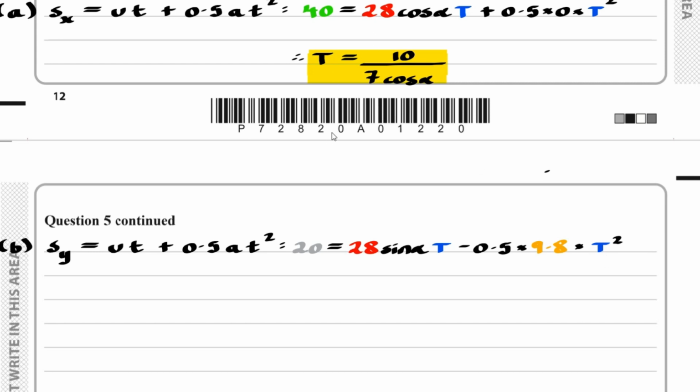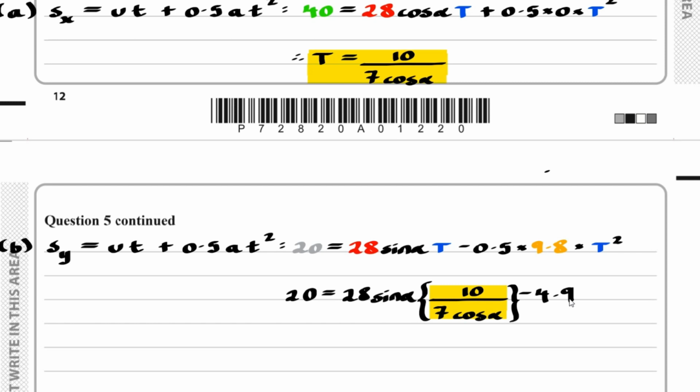And I already know what t is, that's 10 over 7 cos alpha. So we have 20 equals 28 sine alpha multiplied by 10 over 7 cos alpha, subtract 4.9 multiplied by (10 over 7 cos alpha) squared.